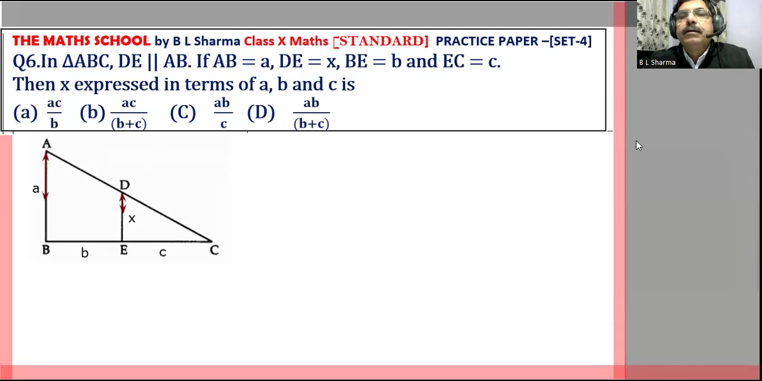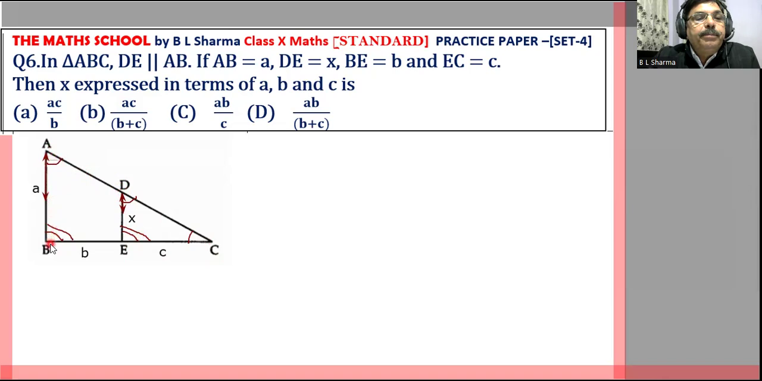When two lines are parallel, it means corresponding angles are equal. This angle is equal to this angle, corresponding angle, and this angle is equal to this angle, corresponding angles, and this angle is common. That is why we can say that triangle ABC is similar to triangle DEC. Or by BPT, we can say that CE upon BE is equal to CD upon DA is equal to DE upon AB. When two triangles are similar, the ratio of corresponding sides is the same.